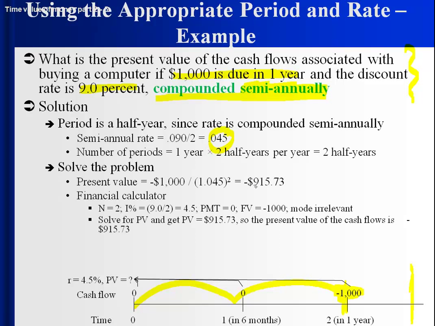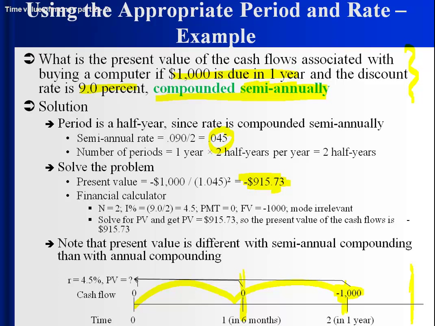But notice we get 915.73, which is a different answer than what we got on the previous problem, even though both of them involved paying $1,000 in 1 year, and both of them involved a discount rate of 9%. But because the compounding periods were different, there was some additional discounting on discounting, and as a result, we wound up with a different answer, which could lead to a different optimal decision. And that's what that point says. So negative 915.73.